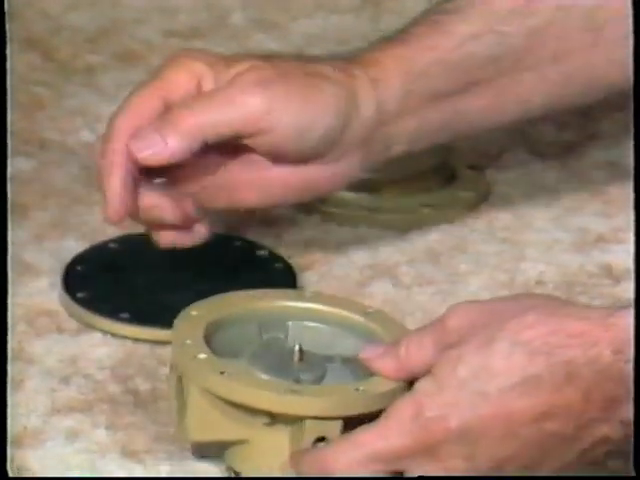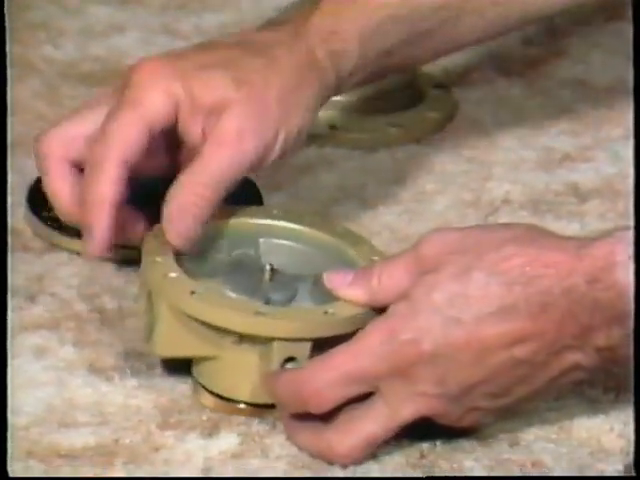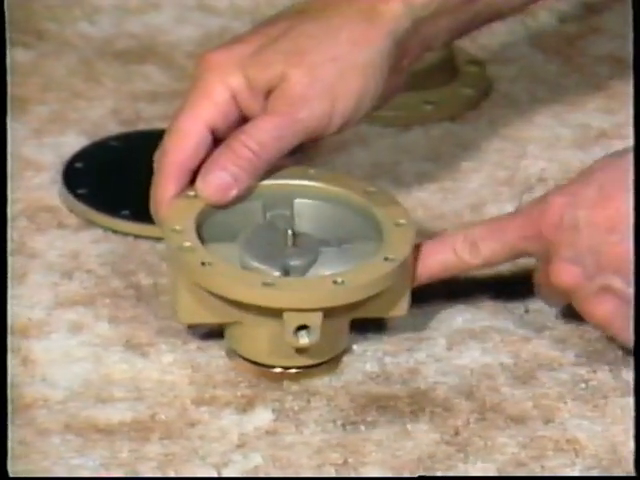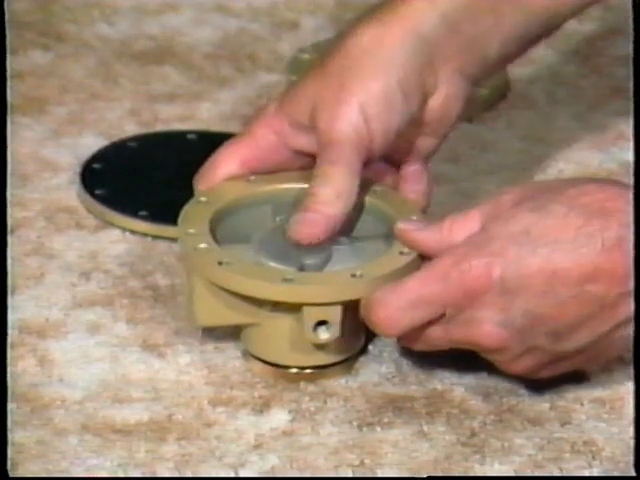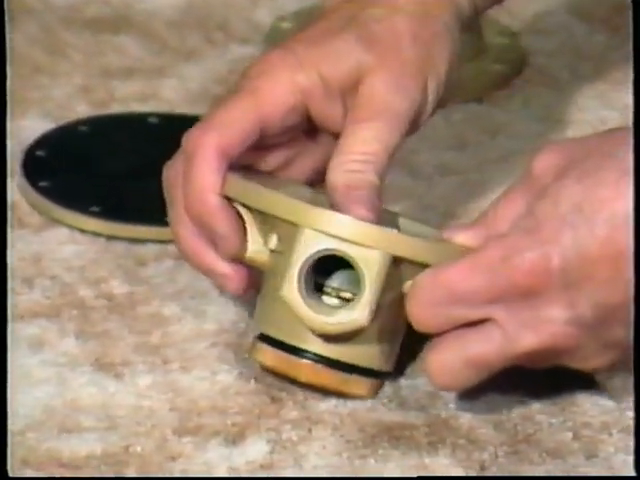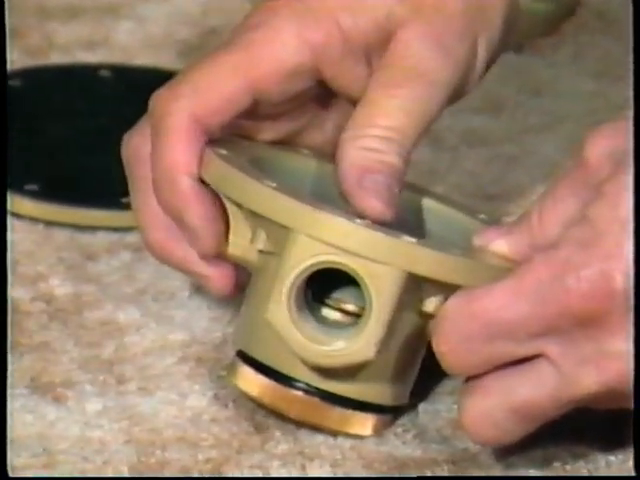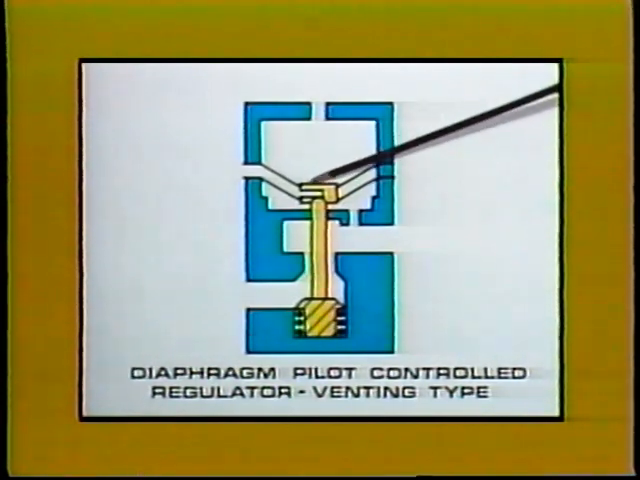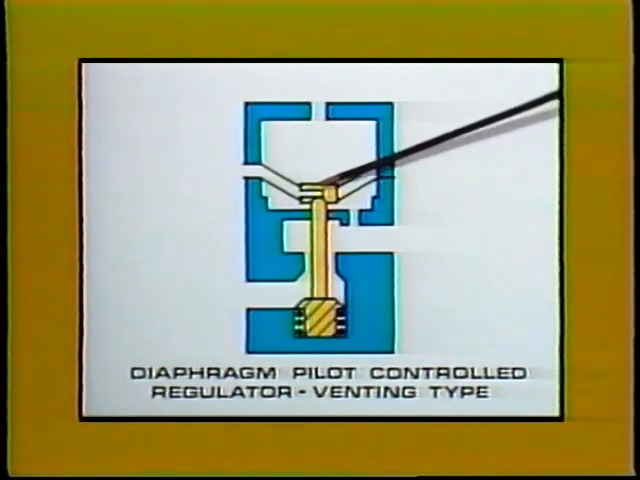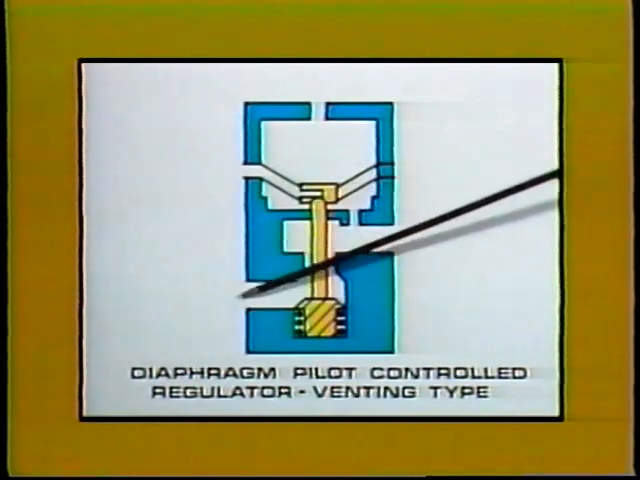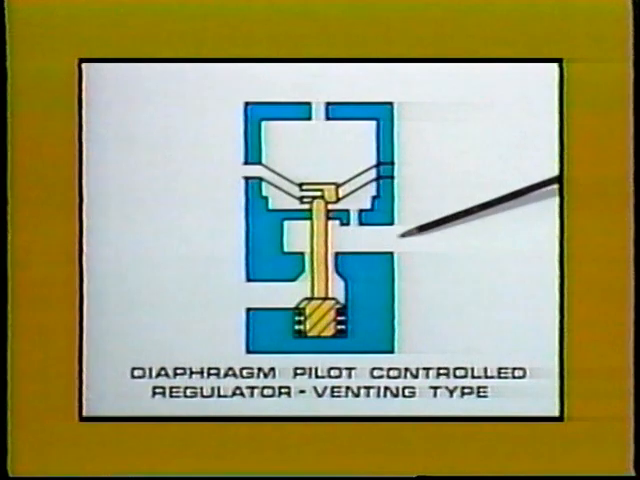Air from the supply side comes in this port here, through this passage to the outlet. The poppet is spring biased, and the rod is not attached to the diaphragm. When the valve is regulating, the force of the pilot pressure on the diaphragm pushes it downward against the rod, sealing off the vent hole and preventing the poppet from closing off the air passage here.